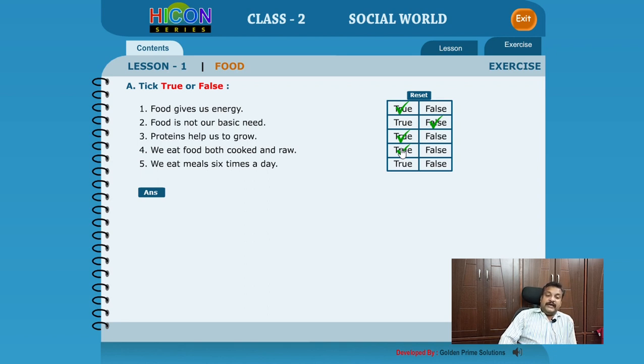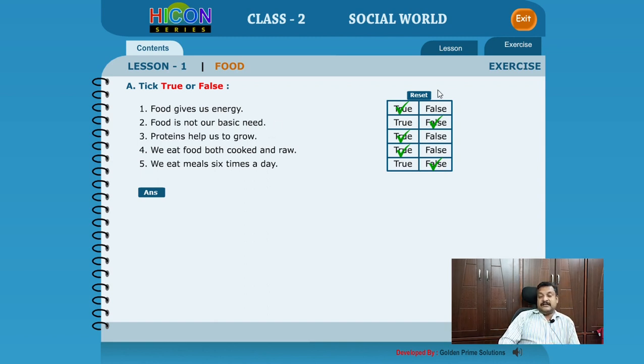Now the next one, we eat meals 6 times a day. 6 times a day. No. In the lesson we saw, we ate something in the morning that is called breakfast. We ate food at noon, afternoon, we call it lunch. And the food that we eat at night, we call it supper. So food is taken actually 3 times a day. Morning, afternoon, night. Breakfast, lunch and supper. Isn't it? So food is taken only 3 times a day. So 6 times is a wrong answer. So I click false. Right?